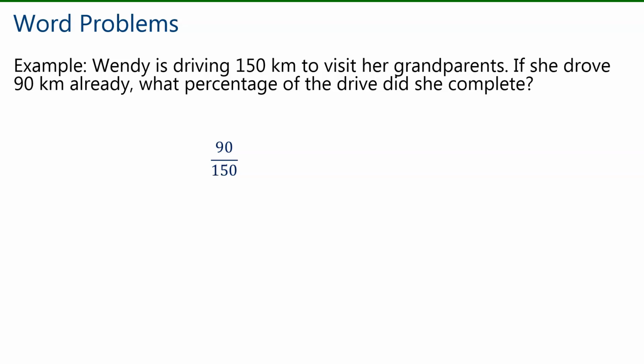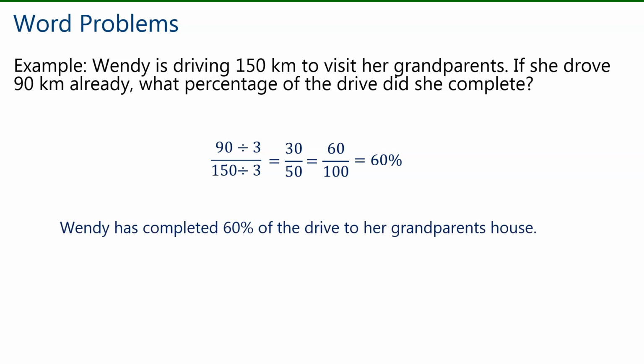I can divide this by 3, giving me 30 over 50. And now, because it's over 50, I can just double this, multiply it by 2, to give me 60 over 100, giving us 60%. So this means that Wendy has completed 60% of the drive to her grandparents' house.